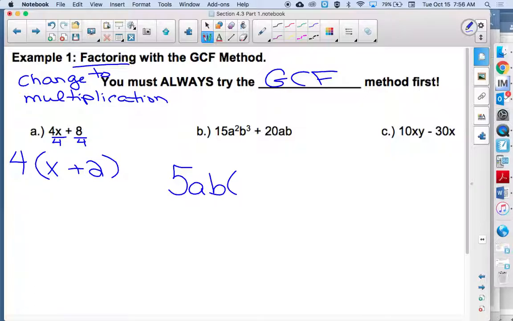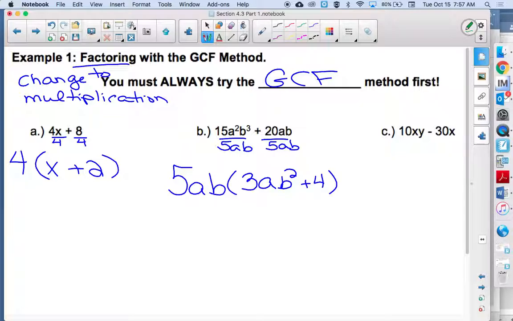So he said 5ab, 15 and 20 have a 5 in common. They both have an a, but no more than an a. They both have a b, but no more than a b. Because the first one only has a, b. It can't have any more. And then you are really taking that and dividing each piece to get a simplified value or term inside, or multiple terms. So Jack, what did you say was inside again? 3ab squared plus 4. So 3ab squared and then plus 4.